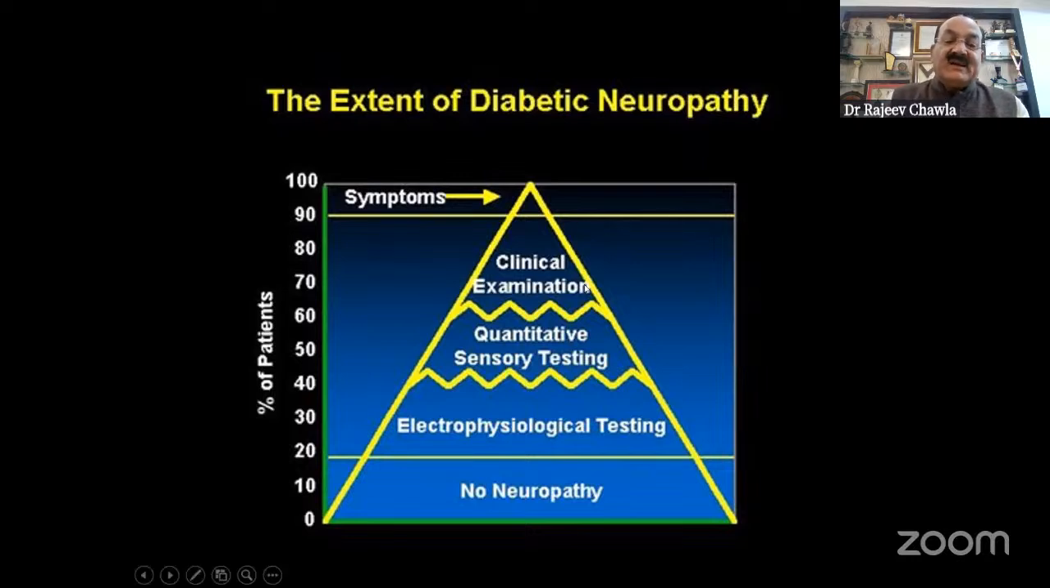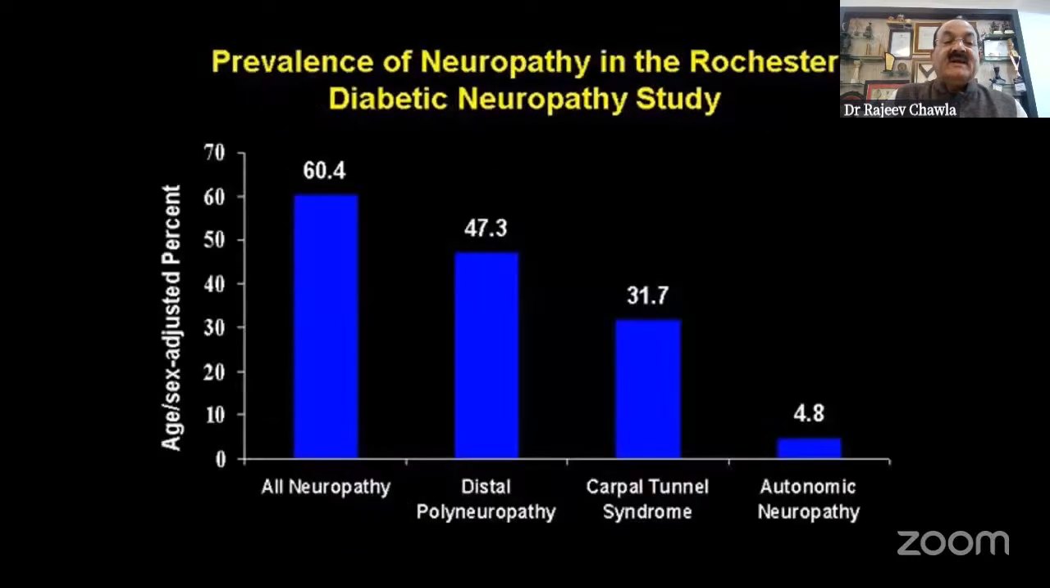If you perform a clinical examination on that or try to quantify that, you may pick up that 50% of patients might have peripheral neuropathy. But if you perform electrophysiological testing or nerve conduction velocities, then almost 100% of patients will have evidence of diabetic neuropathy by the time they have had a diagnosis of diabetes for close to 10 years.